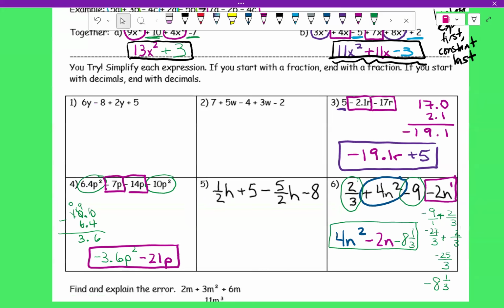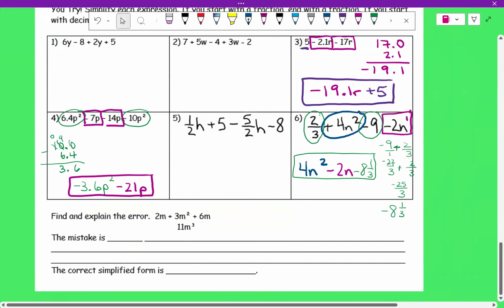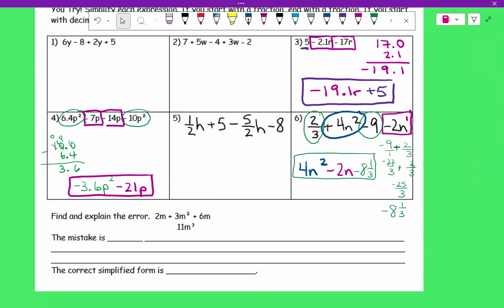Now it's your job to put on your thinking cap. Take a look at the problem at the bottom. Find and explain the error. So here's this problem, 2m plus 3m squared plus 6m. And this person wrote 11m cubed. I want you to figure out what this mistake was. What did this person do wrong? And then I want you to work it out correctly in this space over here and figure out what the correct simplified form would be. See how you do. Did you get it?